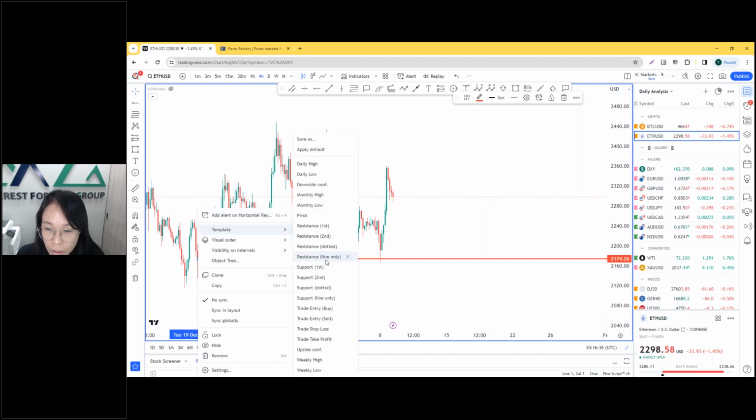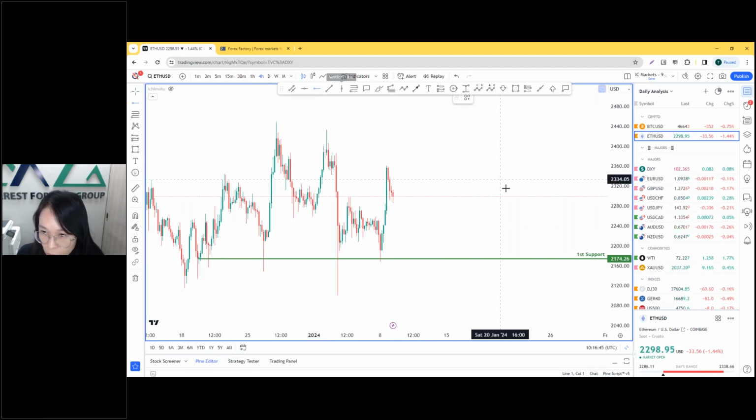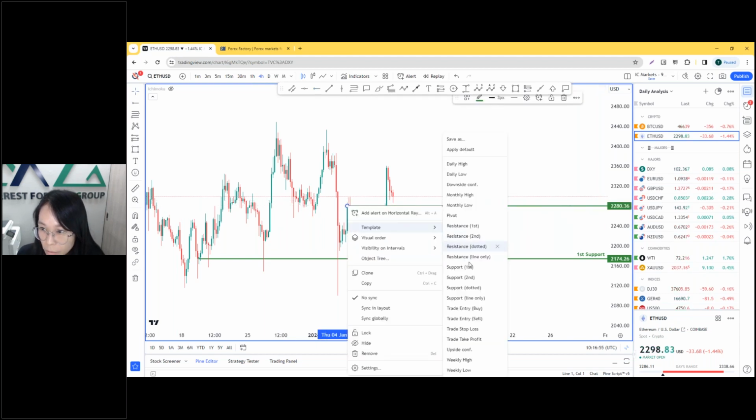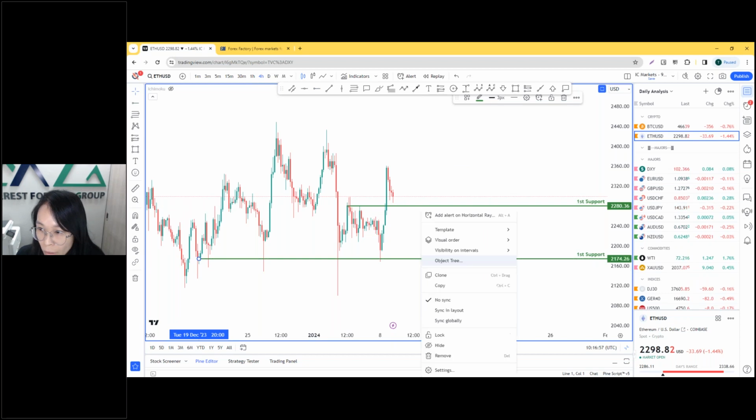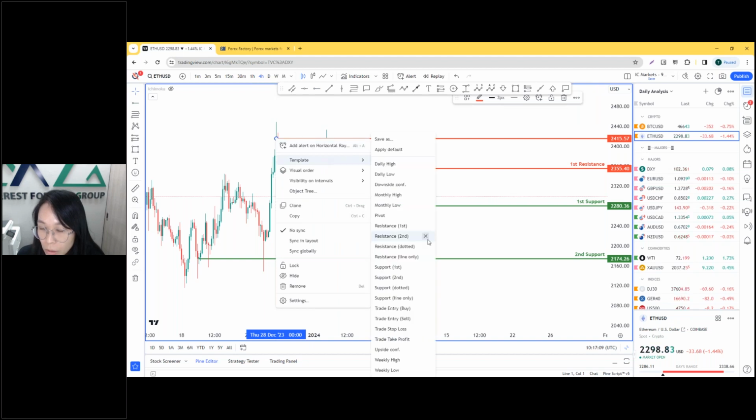Okay, this multi-swing low will be our support. It's slightly far, so I need to see if I can find something nearer, closer to our current price. I'm just going to use this for my first support, and this will be the second. Okay, our resistance is here, and the second resistance is this multi-swing high.